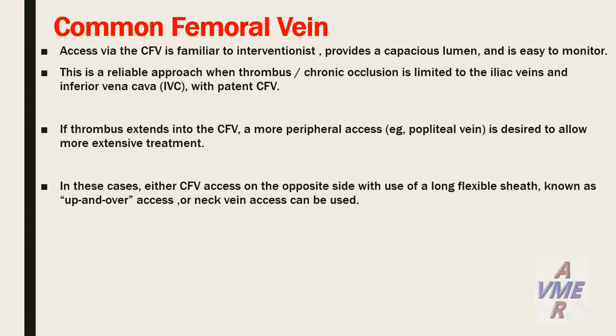In these cases, either common femoral vein access on the opposite side with the use of a long flexible sheath, known as up and over access, or neck vein access can be used. In such cases, if you have a filled common femoral vein, you have the option of crossover and the option of the internal jugular vein as neck vein access.